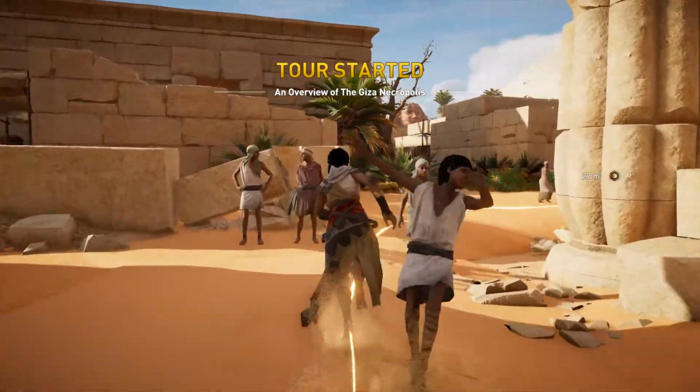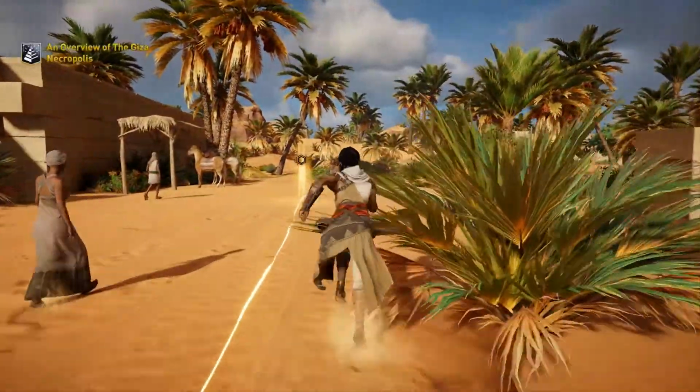Welcome to an overview of the Giza Necropolis.